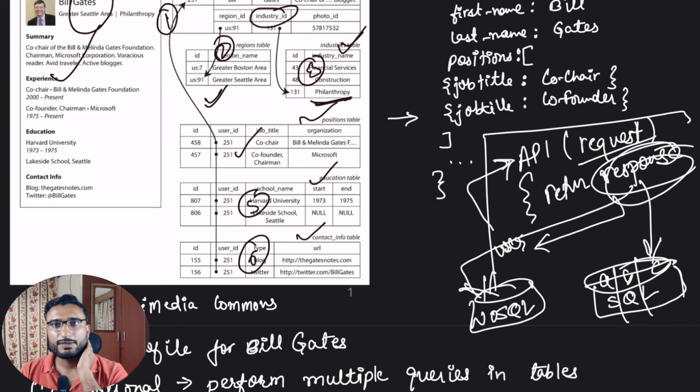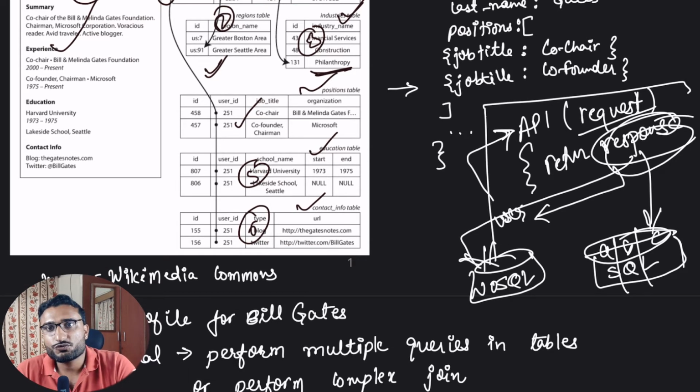Okay, I said show me Bill Gates' profile. What did I say? I want to see the complete profile of Bill Gates. Okay, so what you will have to do, how will you query the database? In that case, you will have to gather all these details from all these tables.